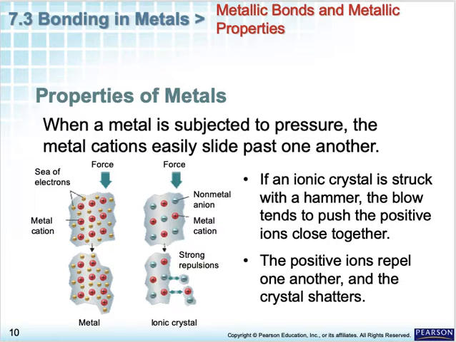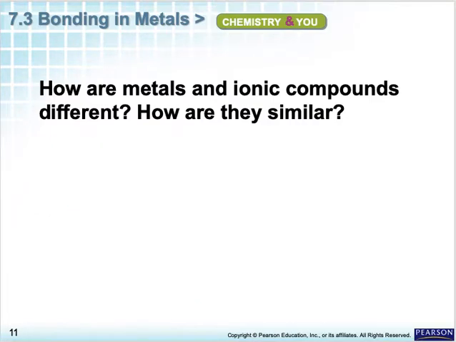If we compare that to an ionic compound, if we apply the same kind of force, we will push the two cations together and the two anions together, and that will cause them to have a strong repulsion, and so they will actually shatter rather than slide smoothly past, because they would have to pass an ion of the same charge, which pushes them apart and makes them shatter.